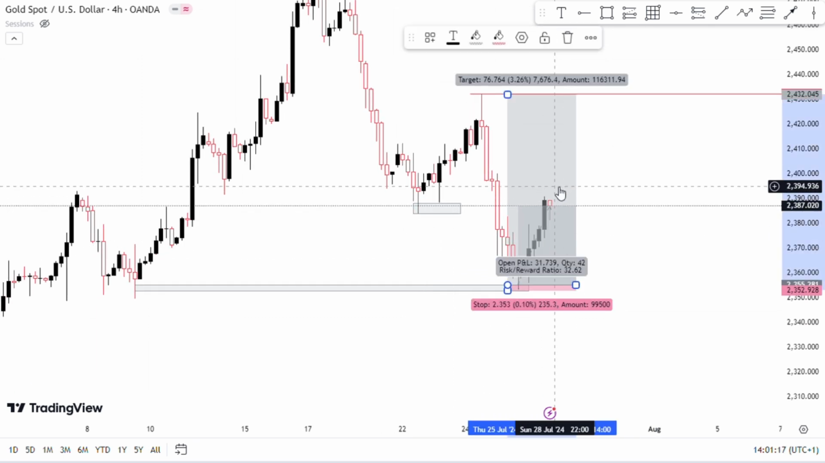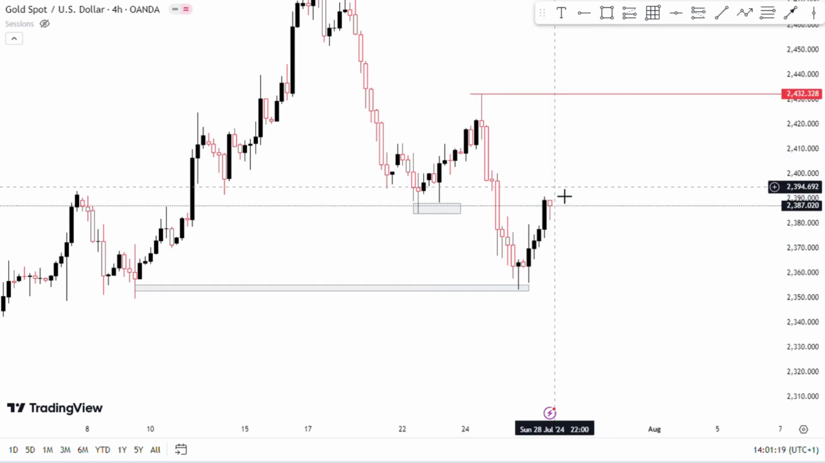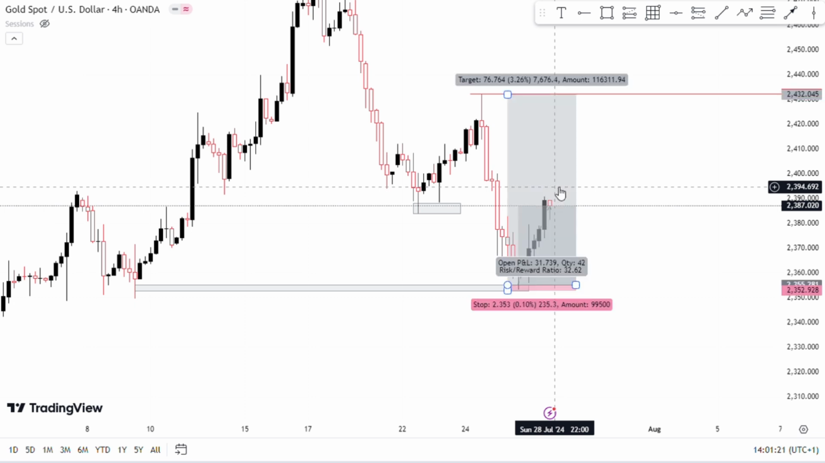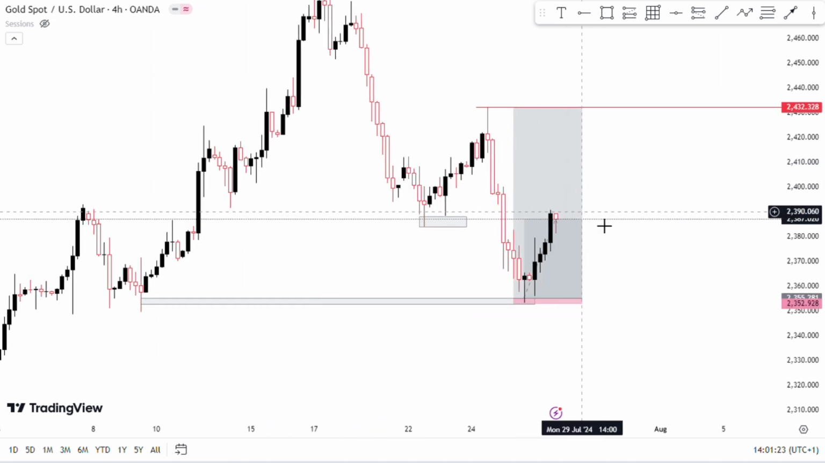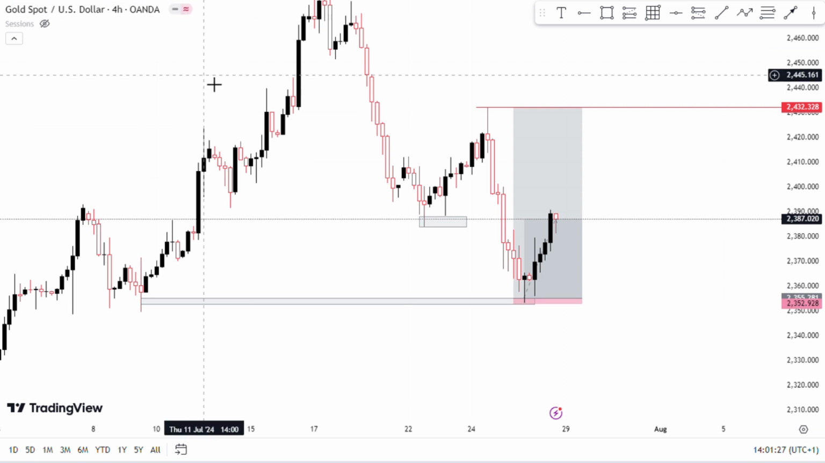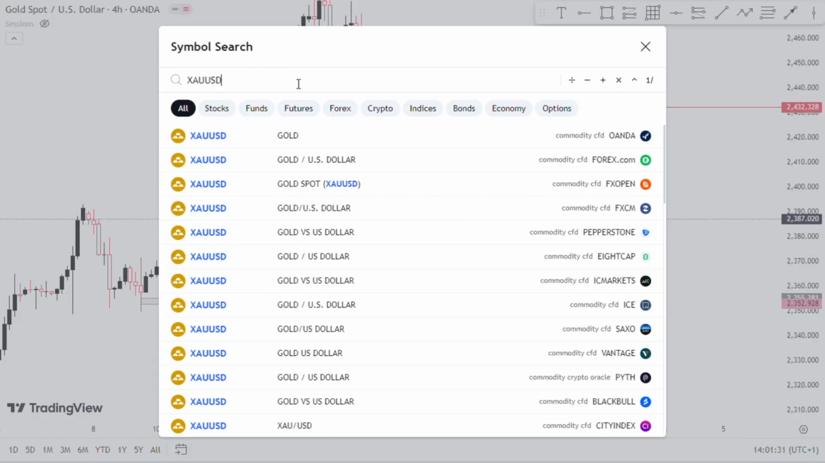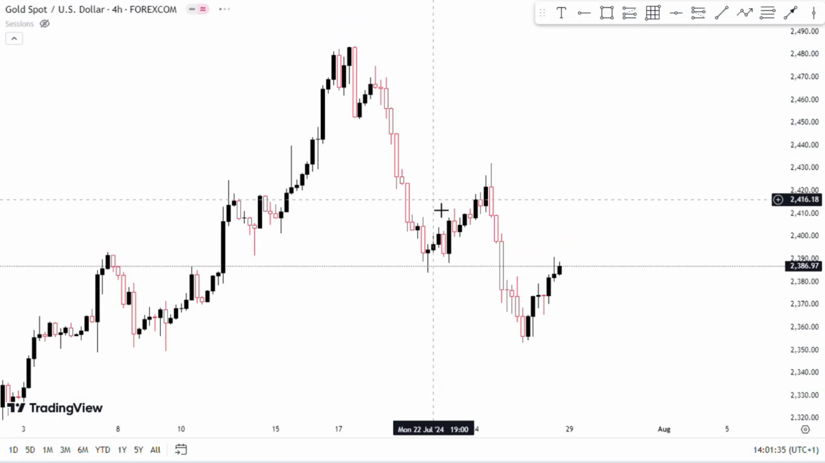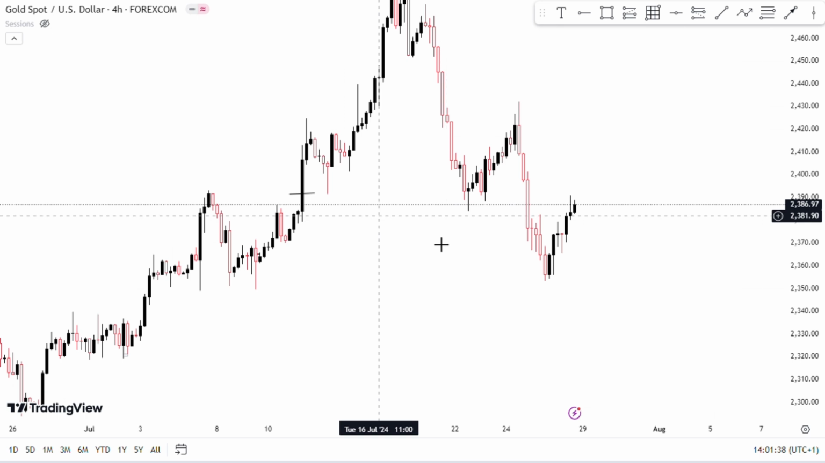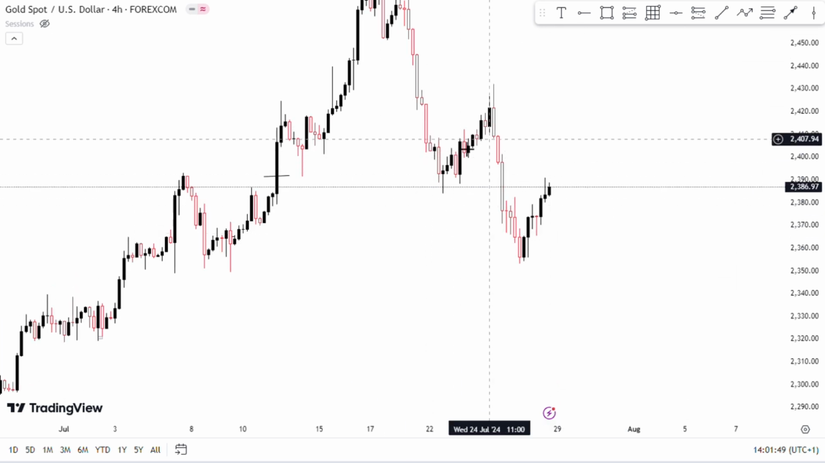So let me delete this particular entry. Oh no, let me return it back. So let me just make use of another broker. I don't want to delete this particular entry. So these are under. So let me make use of another broker. Okay, so we have Oanda. Let's use Forex.com. So this is Forex.com right here. So I was able to see that particular entry.